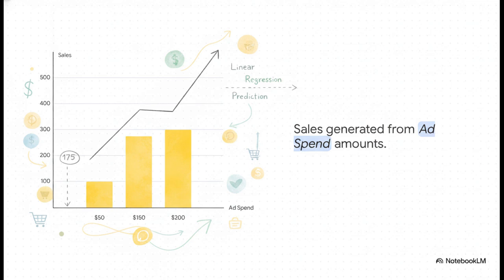Because this data trends upward in roughly a straight line, linear regression is perfect here for filling in the blanks. If the marketing team asks, hey, exactly how many sales will a $175 budget get us? The model just looks at that line and gives a highly educated numerical prediction. In this case, probably right around 280 sales.